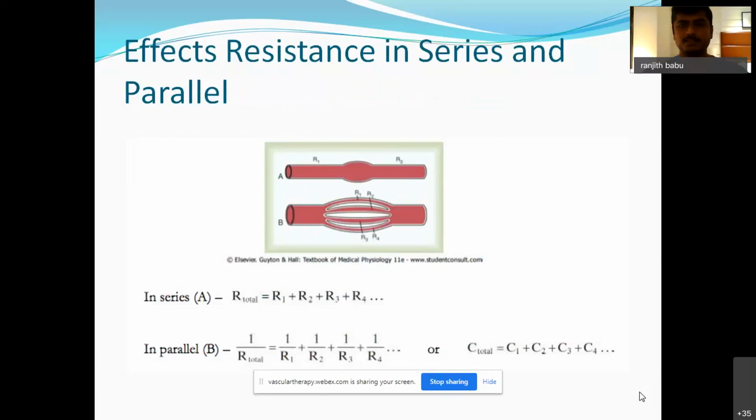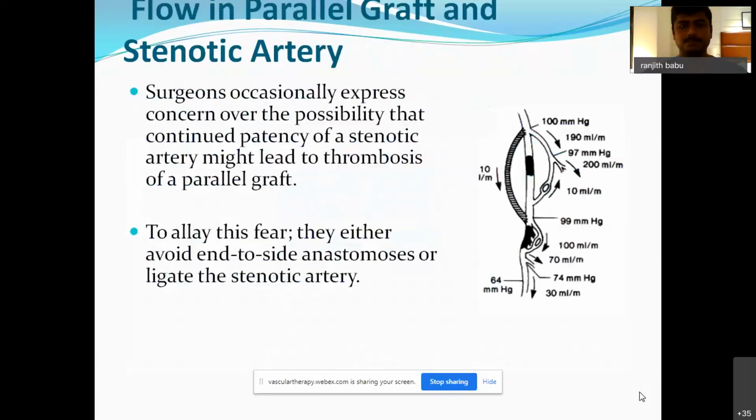Next, applications of resistance: the effects of resistance in series and in parallel. Like an electrical circuit, the hemodynamic circuit also has some hemodynamic effects. We'll see one by one. The first thing is adding a parallel resistance, like in the scenario of a femoro-popliteal bypass. In the case of femoro-popliteal bypass, surgeons occasionally express concern over the possibility that continued patency of the stenotic artery might lead to thrombosis of the parallel graft.